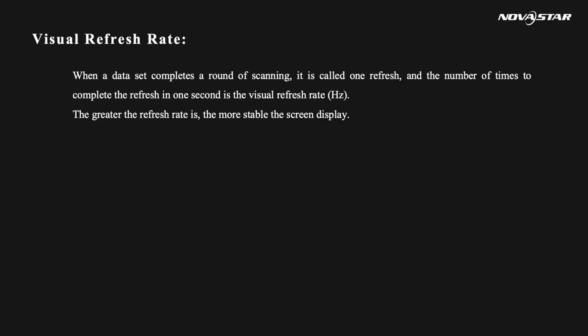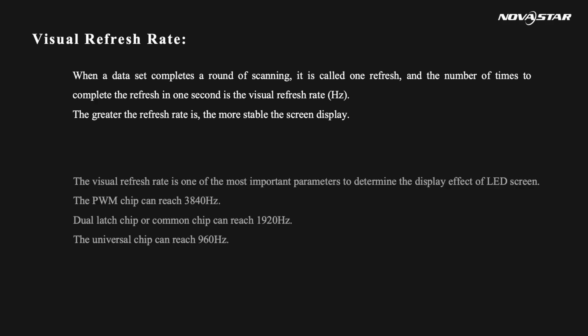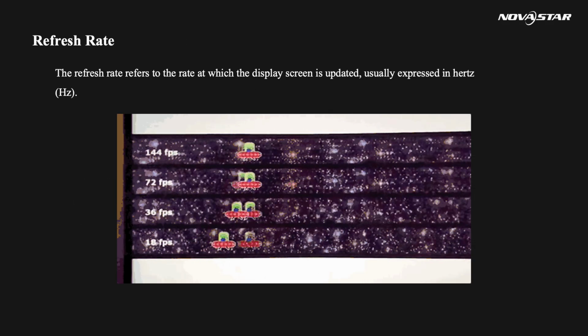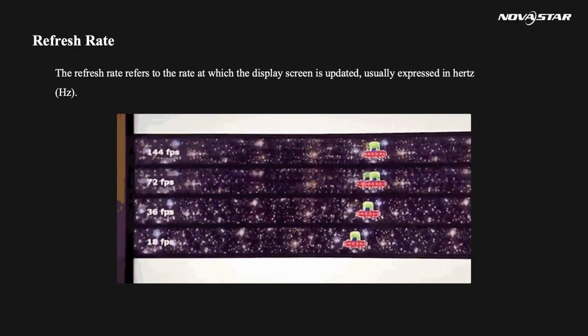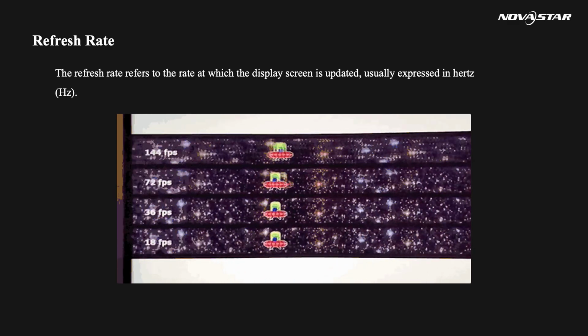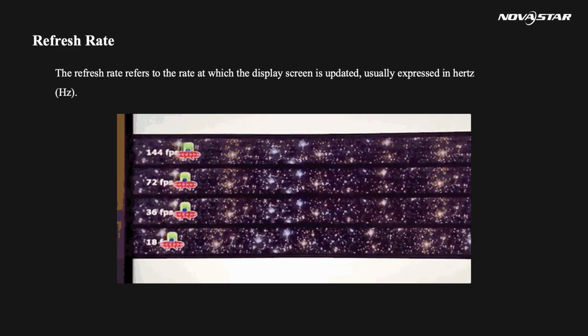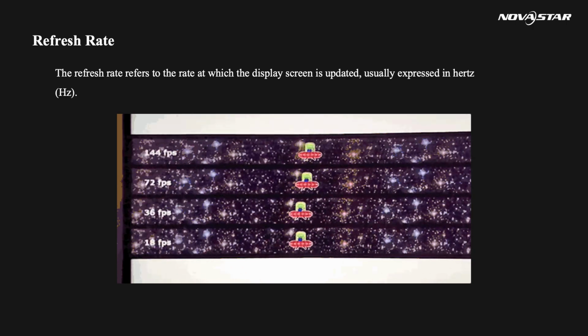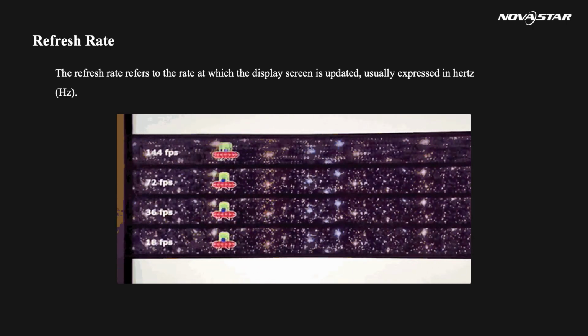When a dataset completes a round of scanning, it is called a one refresh, and the number of times to complete a refresh in 1 second is called a visual refresh rate. The greater the refresh rate is, the more stable the LED display. And then, the refresh rate refers to the rate to the display is updated, usually expressed in hertz. 30 Hz means the display update is image 30 Hz per second.